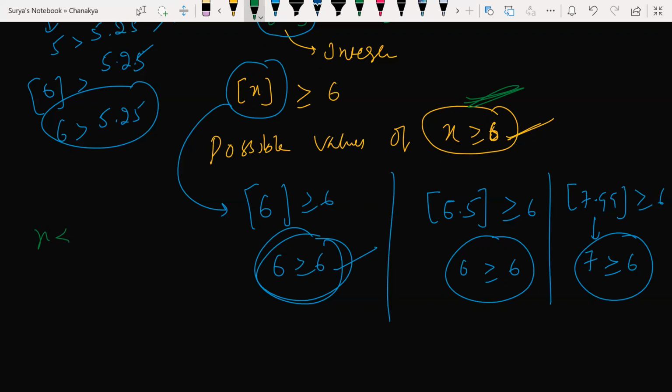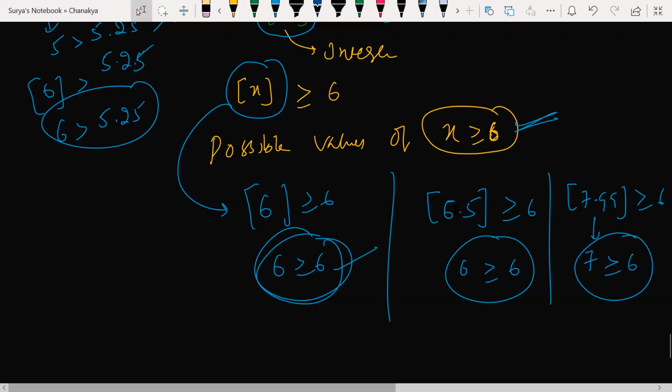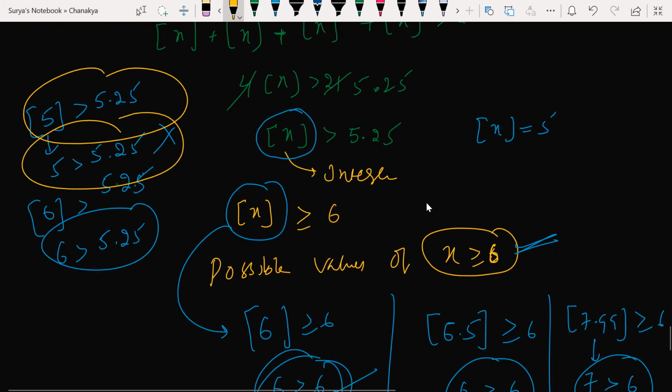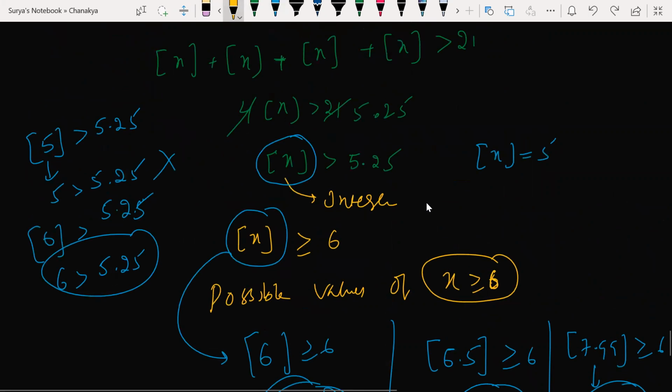So you cannot take x less than or equal to 6 here, or x greater than or equal to 5 here. Understood my point? You should take only 6. Why should we take 6 here? I just explained it clearly. Why should you not take less than that number? Is it clear, beta? I have given you a wonderful explanation here.